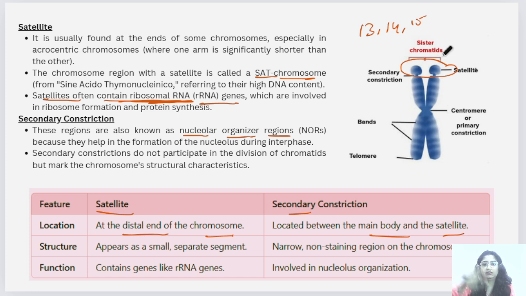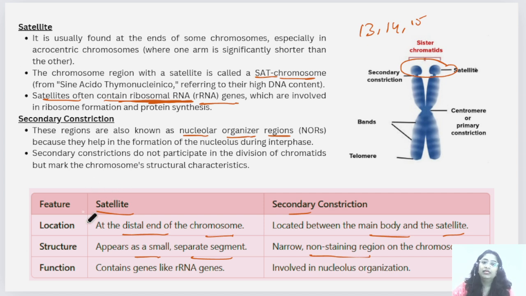Basically, it's differentiating the two. The satellite appears as a small separate segment, whereas the secondary constriction is a non-staining region on the chromosome. It is narrow and non-staining. So when we stain the chromosome, we cannot see the secondary constriction under the stain.